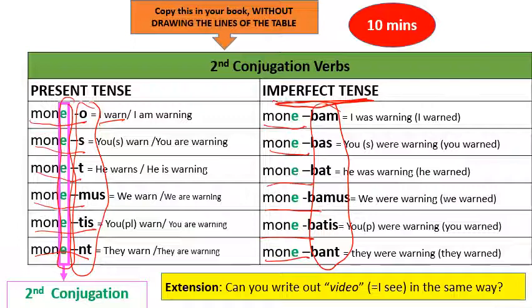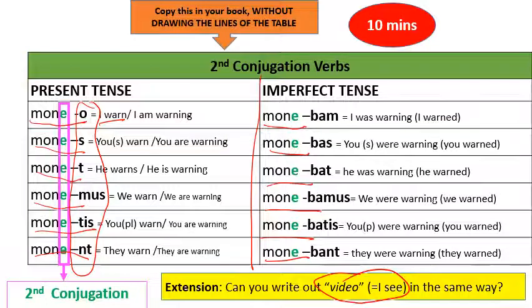Now, I want you to copy this in your book without drawing the lines of the table. Don't bother drawing the lines. Just copy the columns and the words. You can take 10 minutes to copy this in your books. If you finish, you can write out video, which means I see, in the same way as moneo. You have 10 minutes.